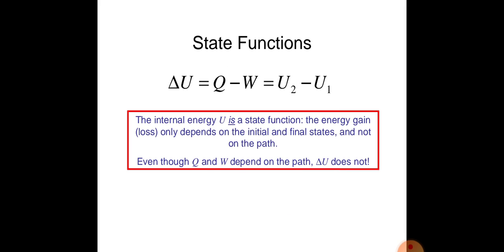So the state function is calculated by delta U is equal to Q minus W, which is equal to U2 minus U1, for the internal energy. The internal energy U is a state function. The energy change only depends on the initial and final state and not on the path. Even though Q and W depend on the path, the change in internal energy does not depend on the path. It is a state function.